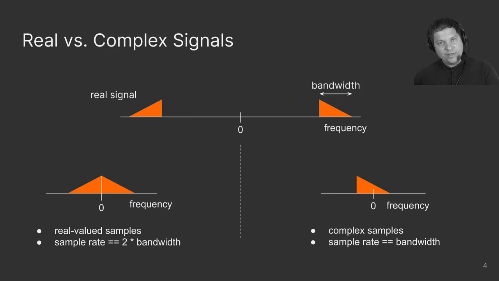For the hardware, that means you can either have one A to D converter or two running at half the rate. And this is what the SDR is doing. So basically what it means for you is when you turn on your SDR, it will down convert to complex baseband. It will stream complex numbers to you. And if you set a sample rate to 10 megasamples per second, you get 10 megahertz worth of bandwidth.